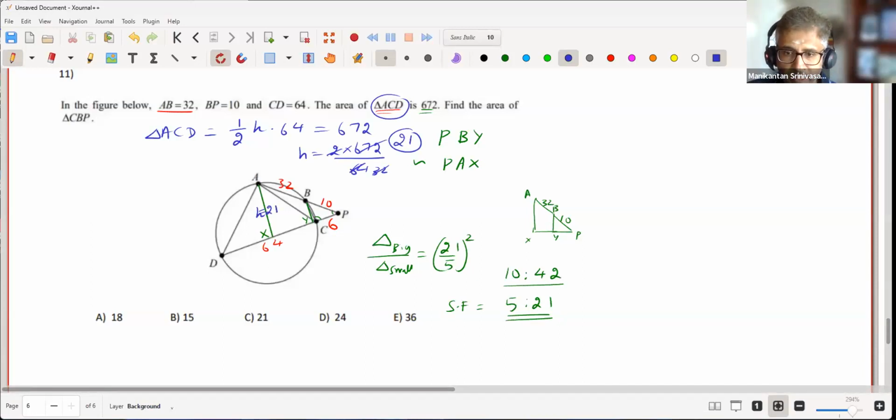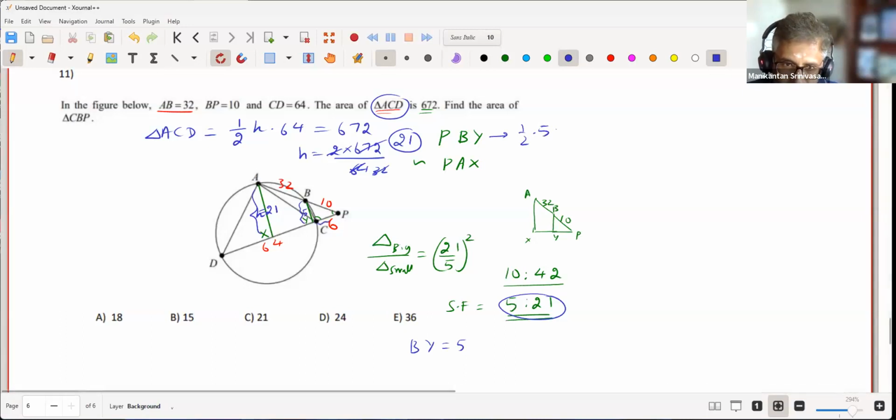So if this height is 21, and we know the scale factor is 5:21, the altitude of the smaller one should be 5. This ratio is 5:21, so naturally the height should be 5. All of you with me? Sorry, the diagram is a little cluttered. Okay, and now the area is just half into base into height. Half into the height, which was 5, and the small little base here was 6. So half into 5 into 6, which is 15.